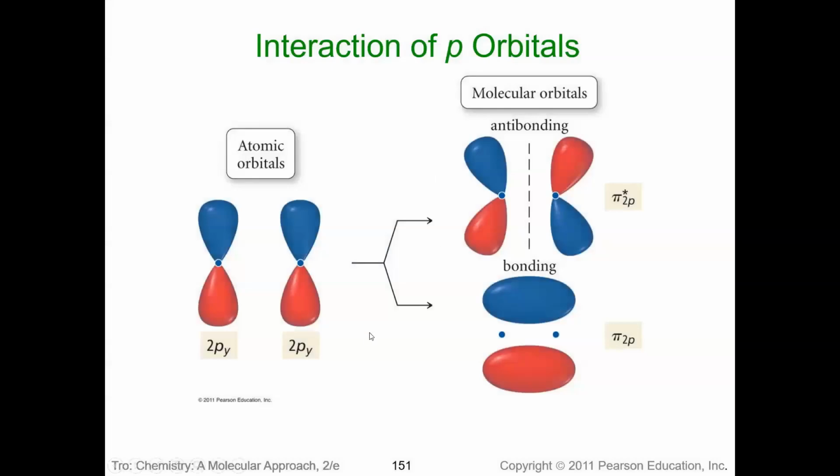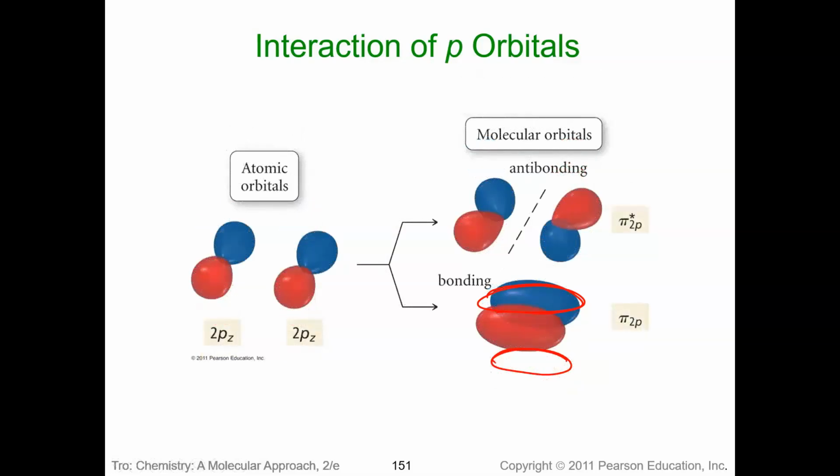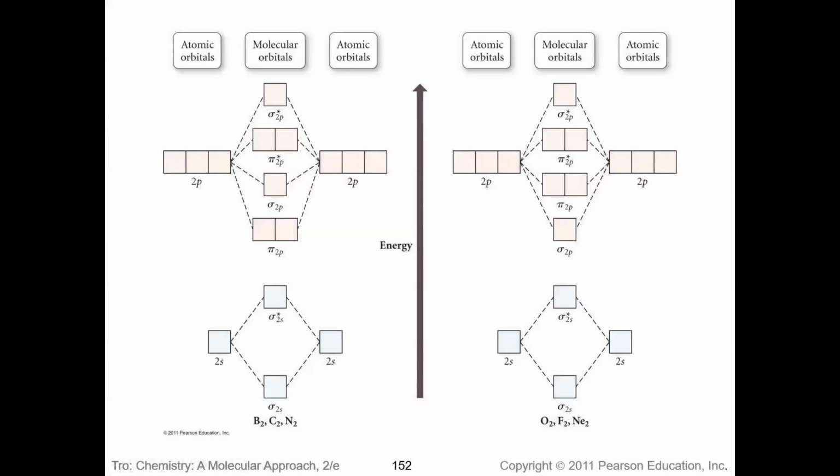Here's what the 2 py's look like. See, again, these are going to be right near the nuclei. These are not. You don't need to know what these pictures are, by the way. I'm just showing you what they look like. Here's the 2 pz's. And again, you can see happy bonding, unhappy anti-bonding. Remember, anti-bonding always destabilizes our molecule. We like bonding orbitals.